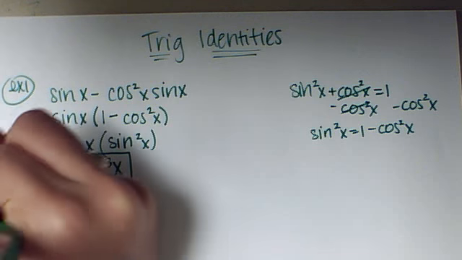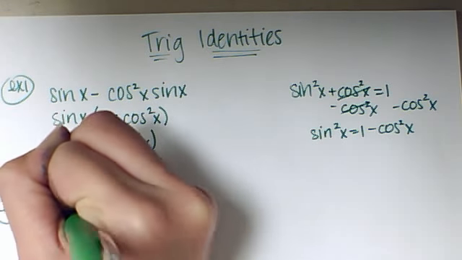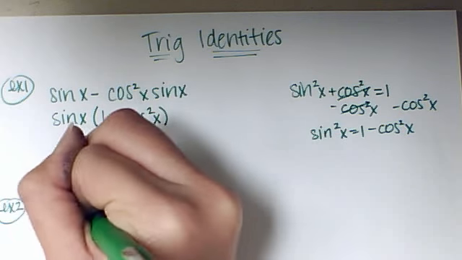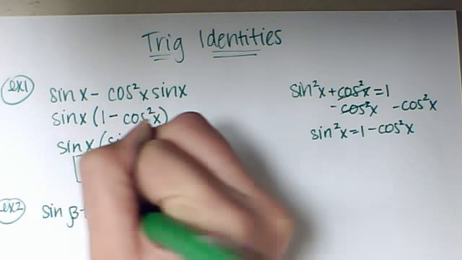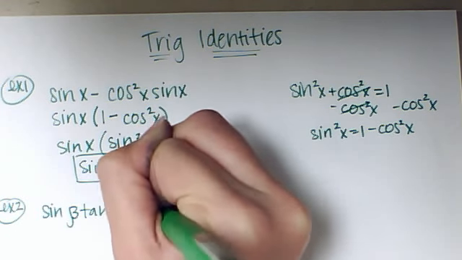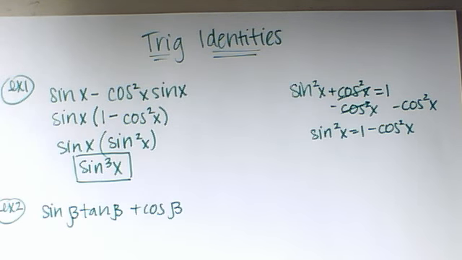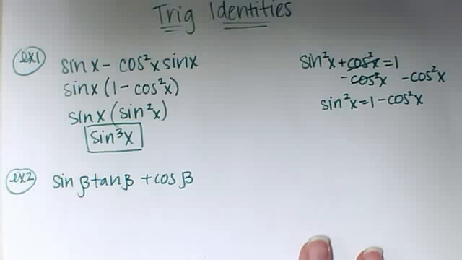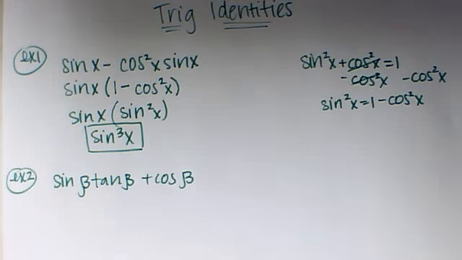Example number 2. The sine of beta. Beta is just a different Greek letter. There's nothing special about it. I'm just trying to expose you to more than one thing. So the sine beta times the tangent of beta plus the cosine of beta. In this case, I've got more things going on than just sine and cosine. Whenever you can, you want to get everything in terms of sine and cosine.